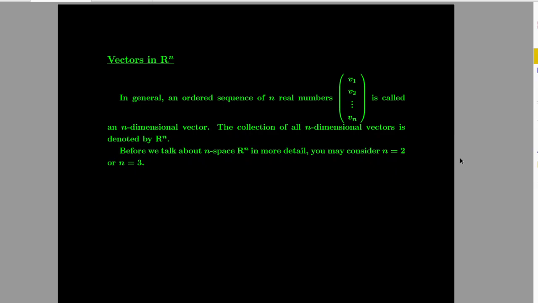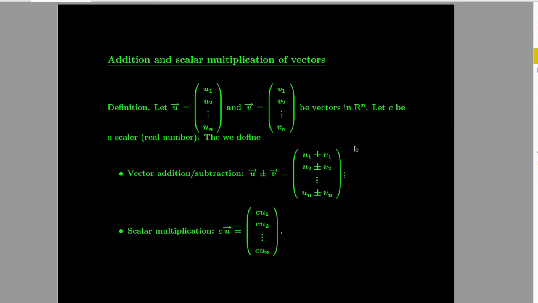For numbers, we mentioned before, you can perform addition, subtraction, multiplication, and division. Now we want to define some operations on vectors. The first two operations we want to define are addition and subtraction.